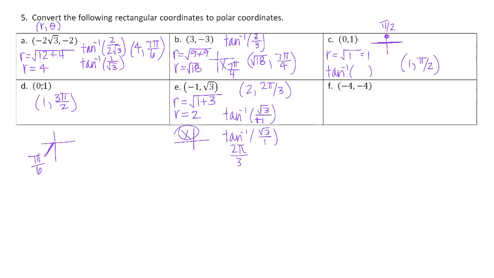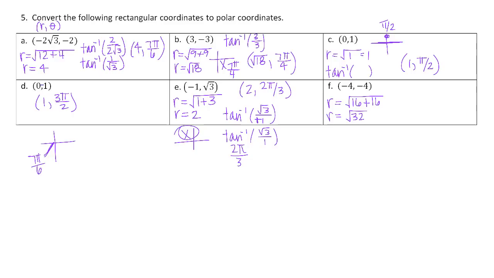Okay, for the final problem on this one, we would again start out by finding the radius. So we're going to have our radius as the square root, and let's see, we're going to have 16 plus 16. So our radius is equal to the square root of 32.